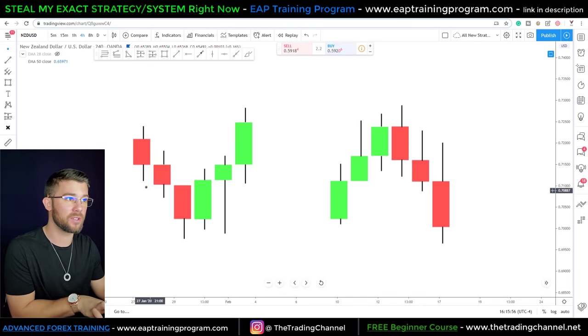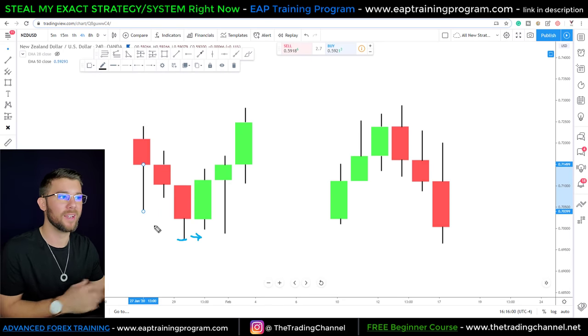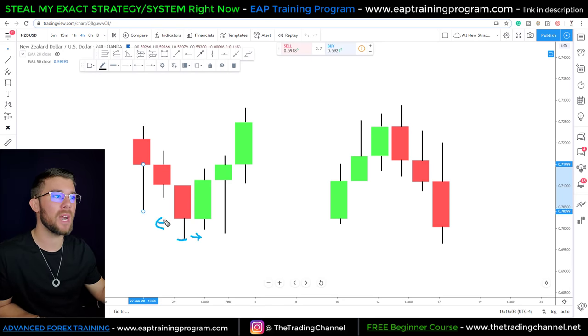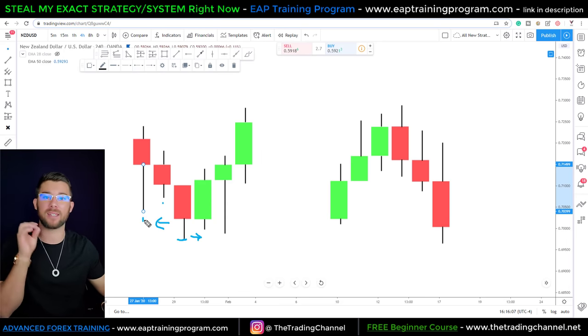And vice versa, if this was down here, that's a little crooked of a wick, isn't it? If this was down here, then we still have two higher lows looking left. I know they're not consecutive, but that does not matter when I'm looking at swing levels.